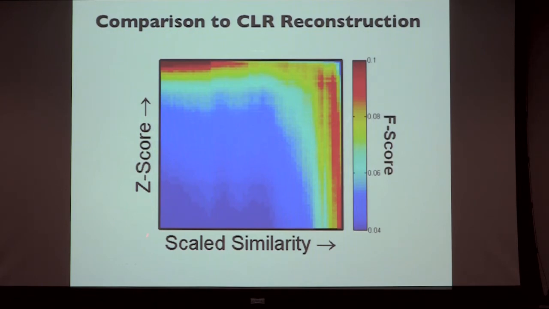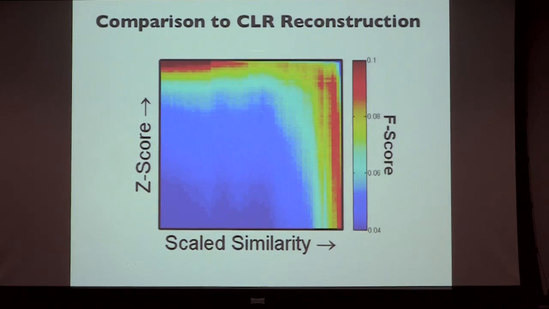So now, if I say everything above a certain z-score cutoff is going to be in my inferred network, or everything above a certain scaled similarity is going to be considered in my network, you can see that if I look at the F-score as I vary the threshold for the Z-score, or as I vary the threshold for our similarity measure, which we call our scaled similarity, then you get different regions where you have high significance, a higher inference power.